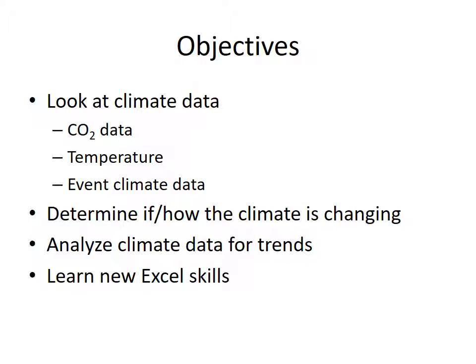So volcanic eruptions, El Nino, La Nina, southern oscillation events, to see if they have impacts on climate. You're going to determine if and how the climate is changing. You're going to look for trends, and you're going to learn, I think, some new Excel skills. The data, I believe, is already downloaded in Excel to Brightspace, and you can take it from there.